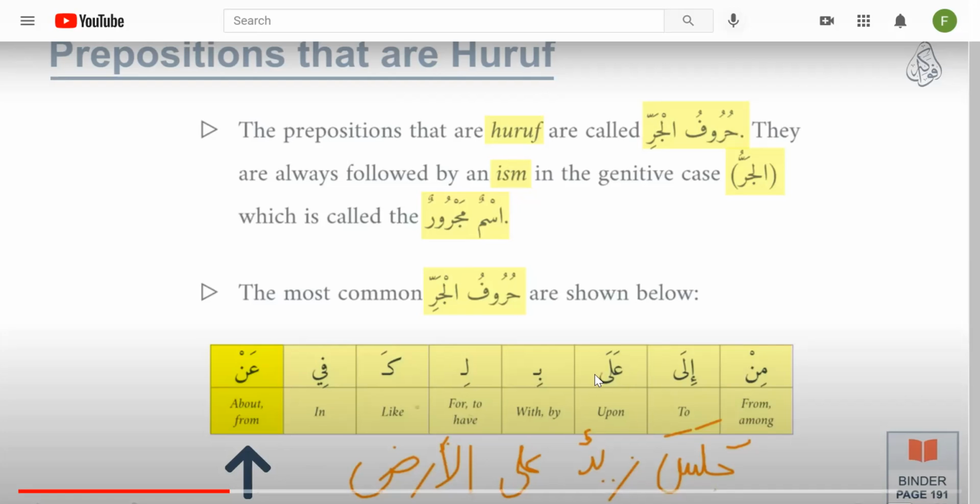Excuse me. Ala is the same thing. The sukoon is on the alif maksura. Even though we don't pronounce it like a sukoon, it's ala, it's extended, right? But grammatically speaking, it's actually a sukoon. This ba has a kasra. This lam has a kasra. This kaf has a fatha, but it's not a dharf. This one, fi, has a kasra, and this an has a sukoon.